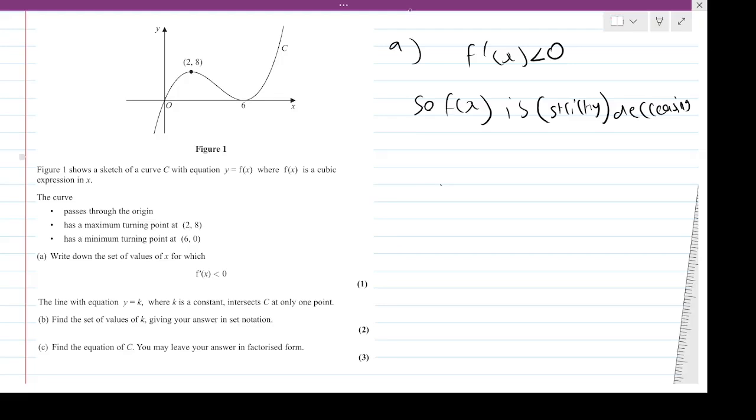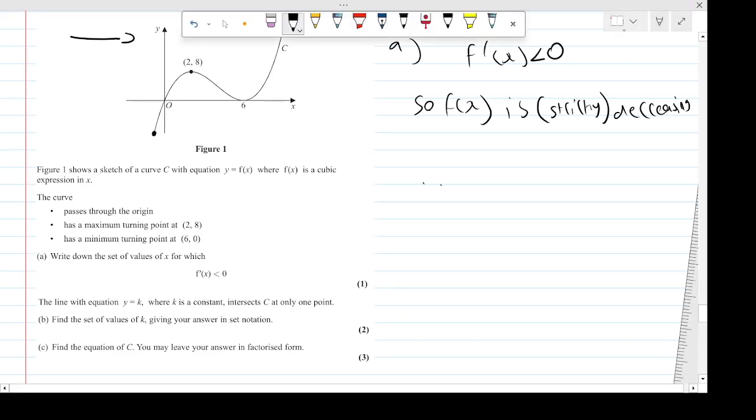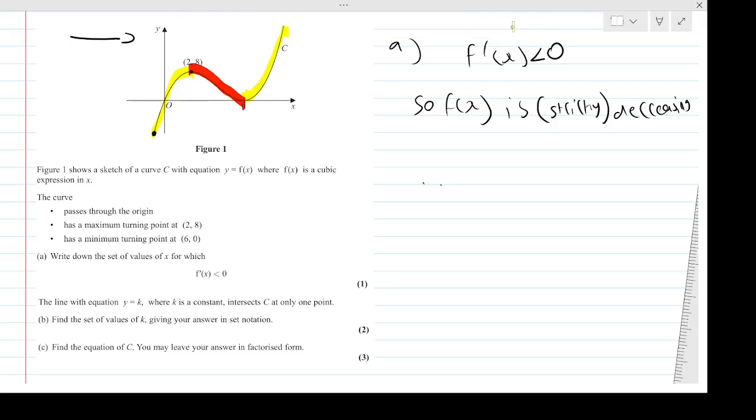So the values of x then, well, we just look at the graph, right? Where's the graph decreasing? So again, we read from left to right. From the left at this point here that we're given, let me highlight again, the yellow is increasing, right? It's increasing at that point until this point 2.8. Then it dips down, okay? So then it's decreasing, it's going down until this point at 6. And then it shoots back up, and it just keeps increasing from there. So the only part that's decreasing is the red part, right?